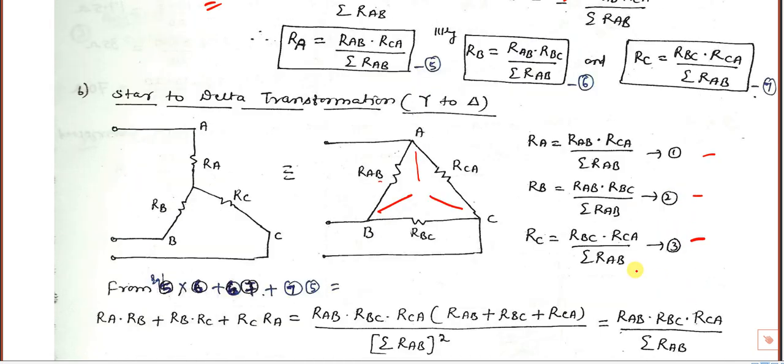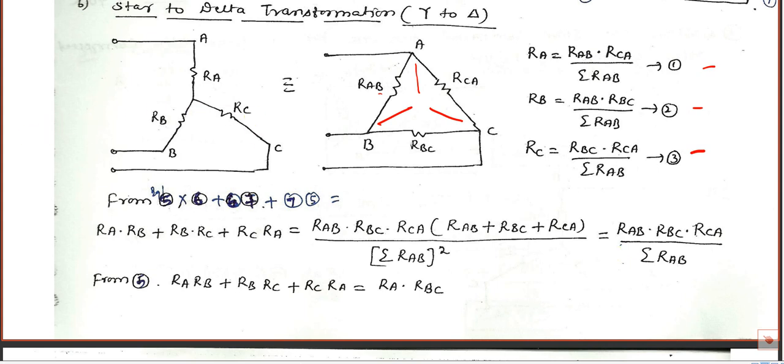Equation number 5, 6, 7. Now what you have to do is perform equation 1 into 2, RARB, plus 2 into 3 plus 3 into 1. Or 5 into 6 plus 6 into 7 and 7 into 5. If you write it, these are equation numbers 1, 2, 3. You can write 1 into 2, 2 into 3 and 3 into 1.